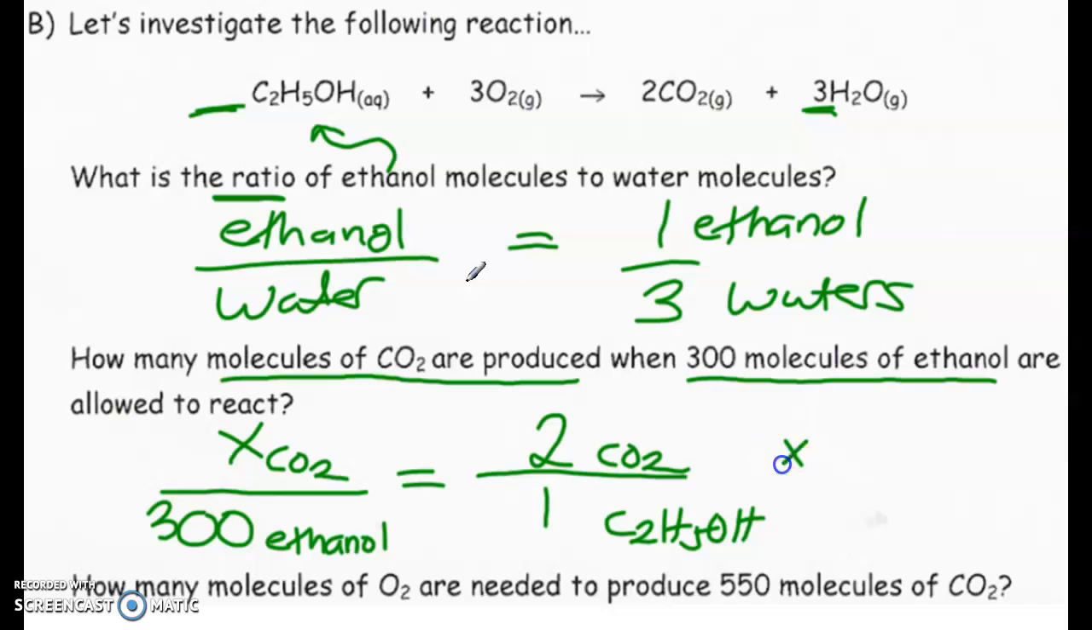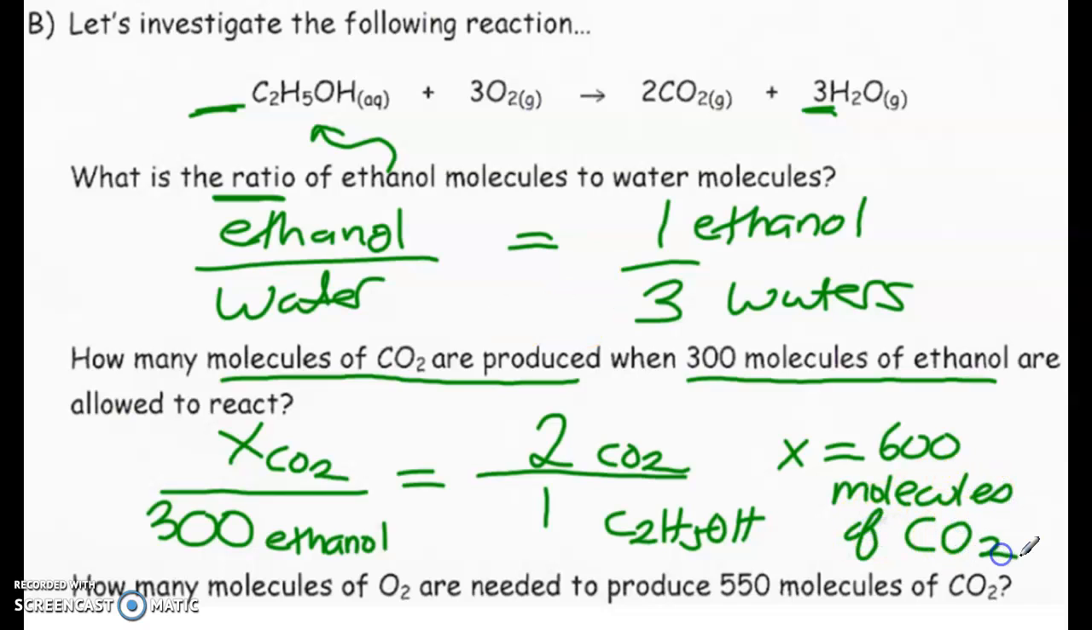Now we're going to solve for X. X is going to be 300 times 2 divided by 1. So 300 times 2 is 600, and 600 divided by 1 is still the same. So that means there are going to be 600 molecules of CO2.